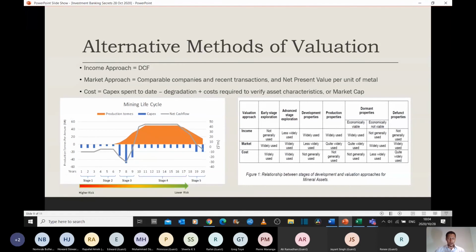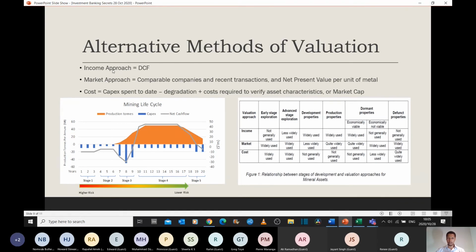Okay, so these are some alternative methods of valuation. DCF is not the only method. You have certain mining codes. In South Africa, we use SAMVAL. We use SAMREC to classify reserves or resources. And then we have SAMVAL, which is a code that governs how we value mining companies.